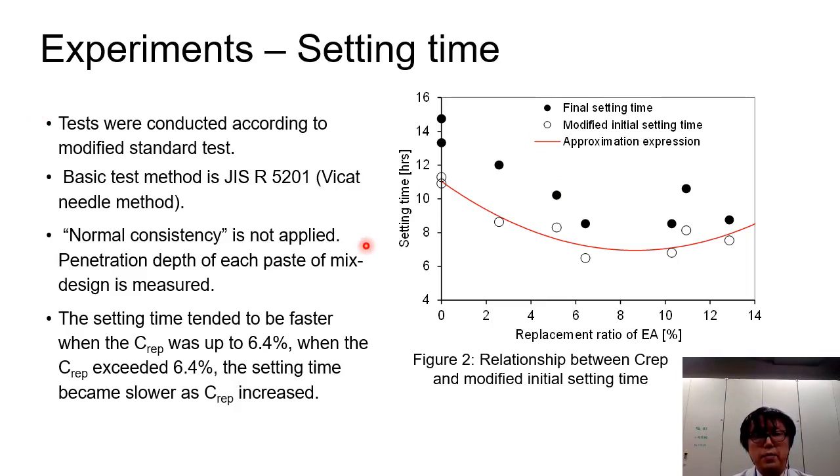The setting time tended to be faster until the replacement ratio reached 6.4%. However, when it exceeded 6.4%, the setting time tended to be delayed gradually.